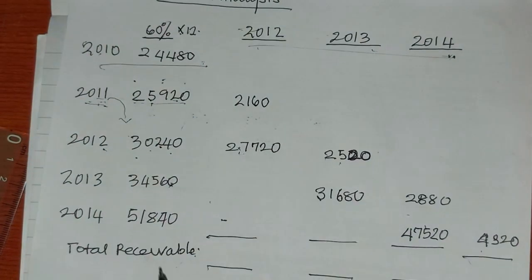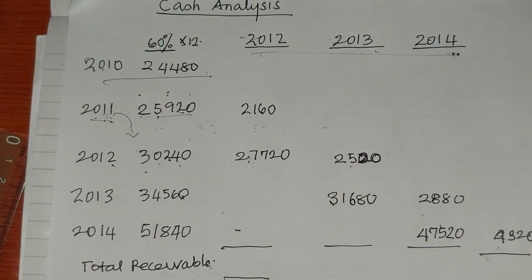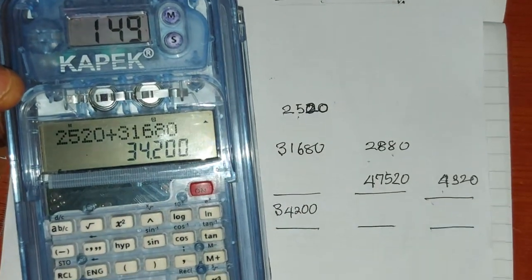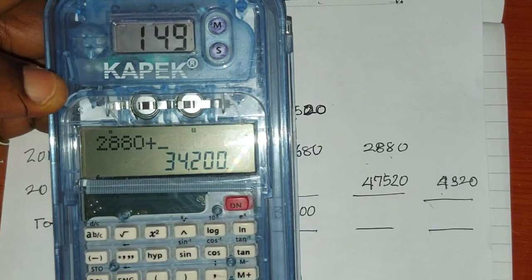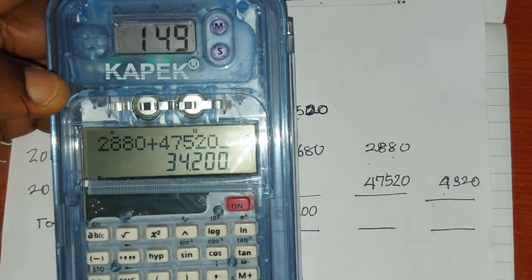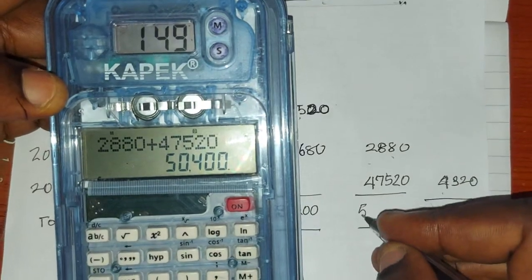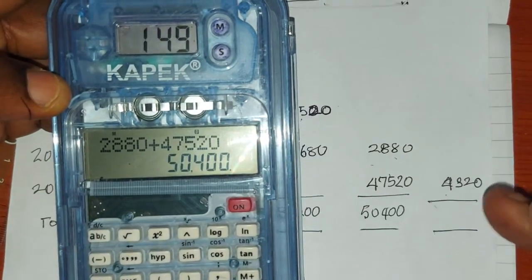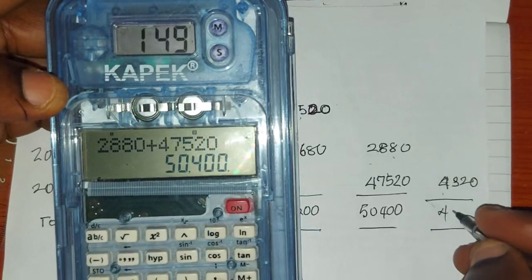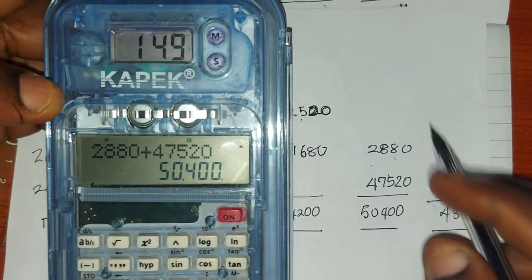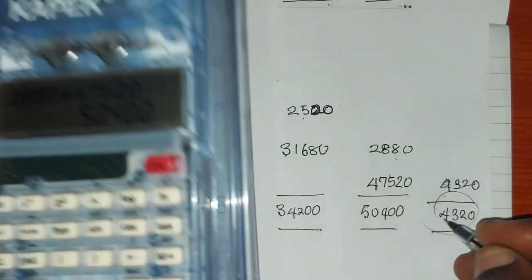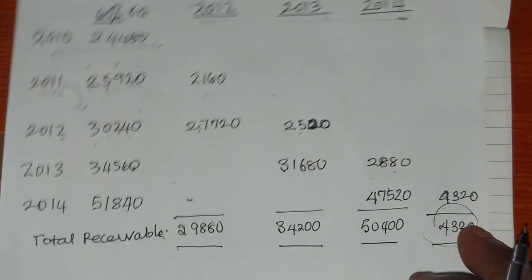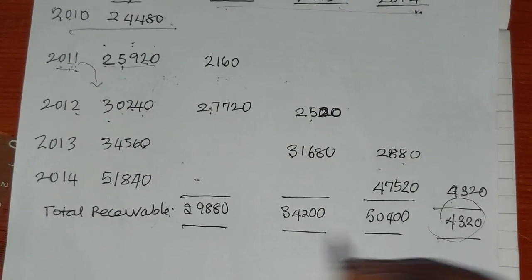So let us add this. I will add, then we add 280 plus 47520. So that is 5,400. Then this is the ASAT 2014. This is our total receivable. That's the debtor. Total receivable up to 2014. So take note of that.